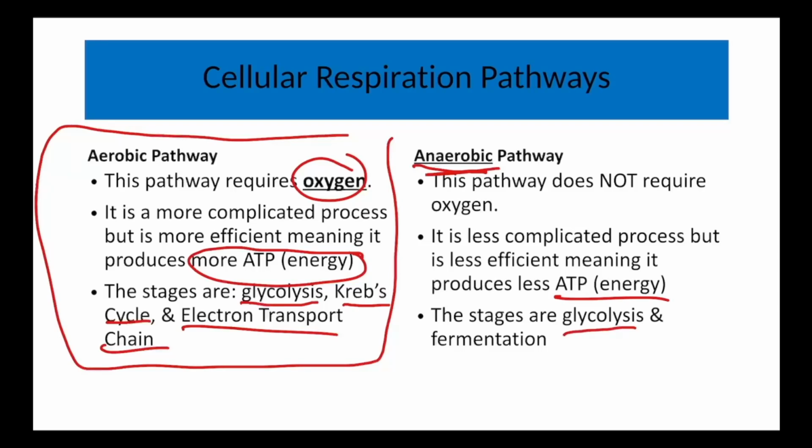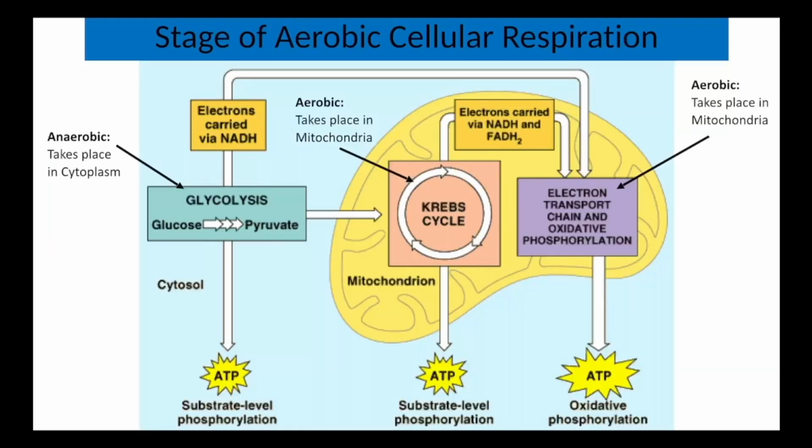glycolysis will still occur because that happens in the cytoplasm. You don't need the mitochondria for that. And then the second process that will happen is some type of fermentation. Could be alcohol fermentation or lactic acid fermentation, and we'll look at examples of that. So here are the three big stages or processes that occur in aerobic, meaning requiring oxygen in the cell.